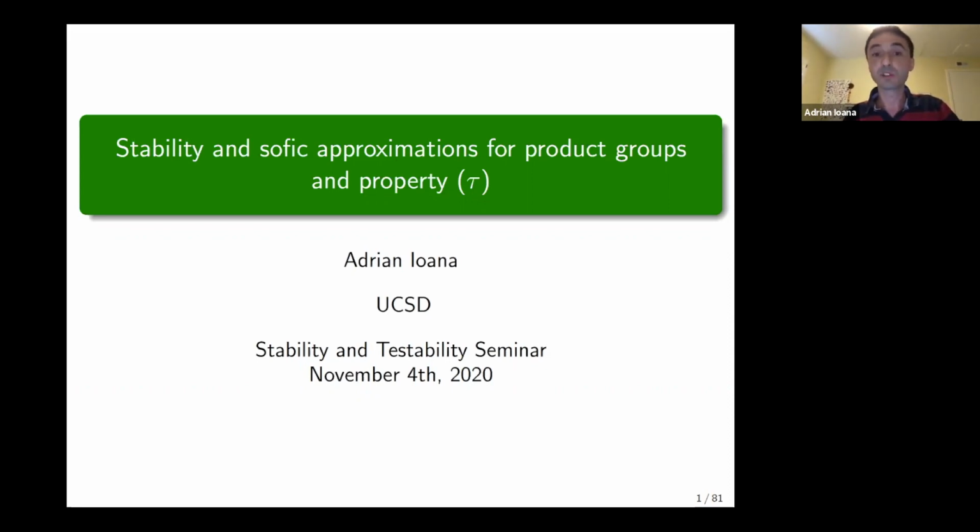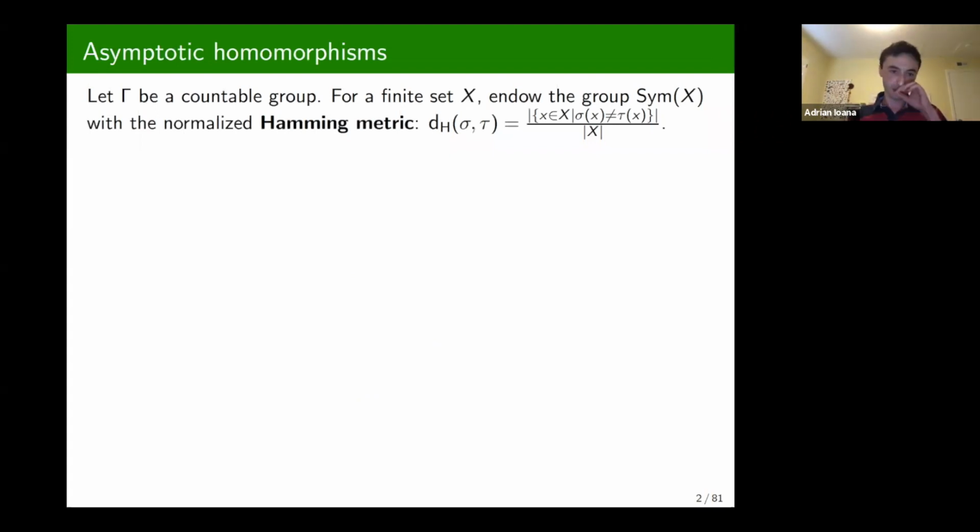So first, I want to tell you about Sophic approximations. So let me go ahead and review the notion of approximate homomorphisms. As we've seen already, the setup is to consider typically countable groups gamma. And if you have a finite set X, you endow the group of permutations of X with the normalized Hamming metric, where the distance between two permutations sigma and tau is the number of points at which they're different divided by the cardinality of the set. So this is a metric which takes values between 0 and 1, being normalized.